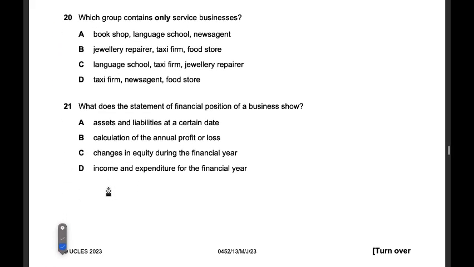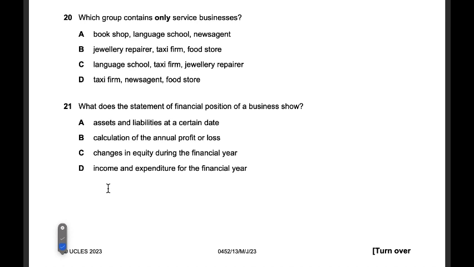Next, which group contains only service businesses? Bookshop, language school, newsagent. This is wrong because bookshop is a trading business. Jewelry supplier, jewelry repairer, okay. Taxi firm, okay. Food store is a trading business. Language school, service. Taxi firm, service. Jewelry repairer, service. Okay, C is correct.